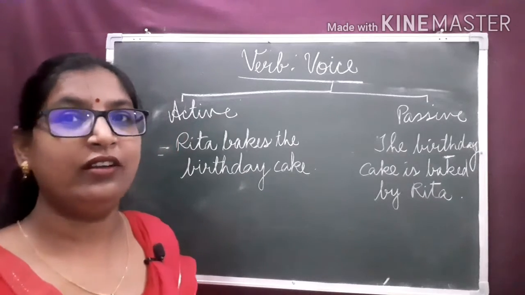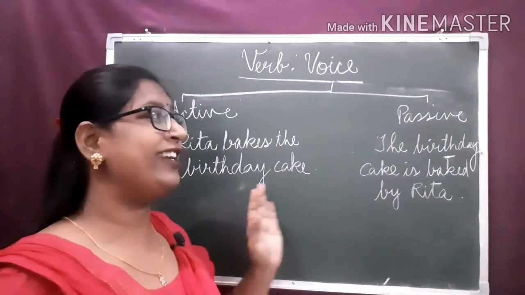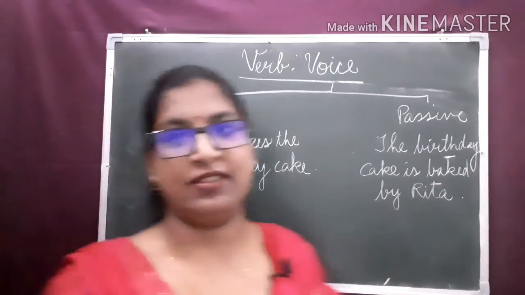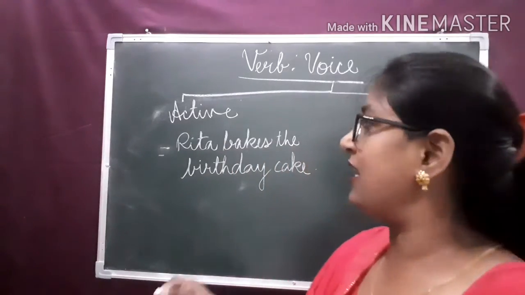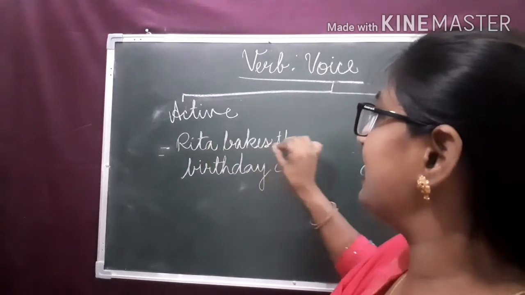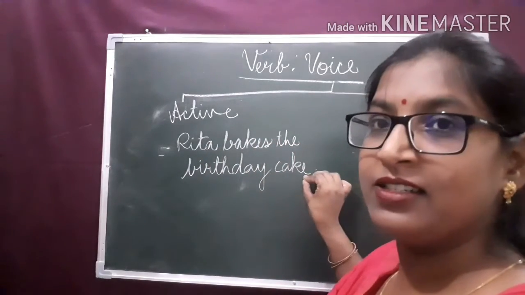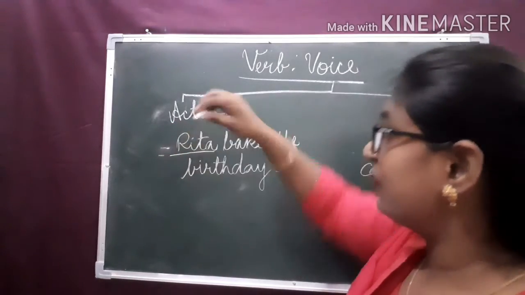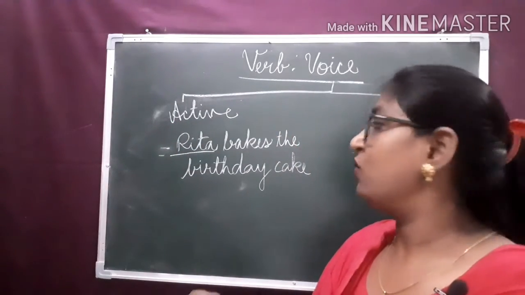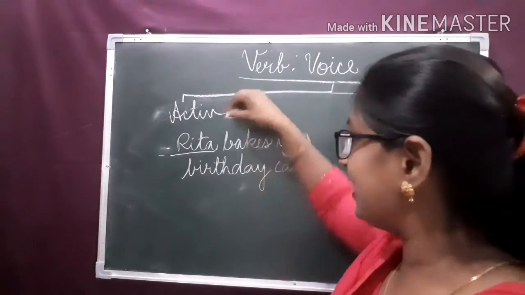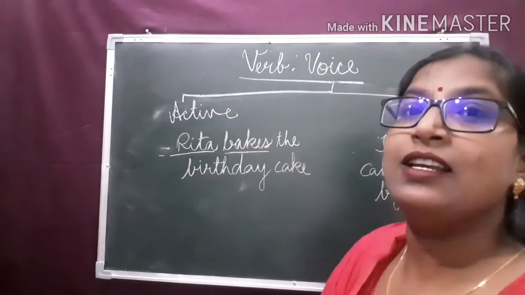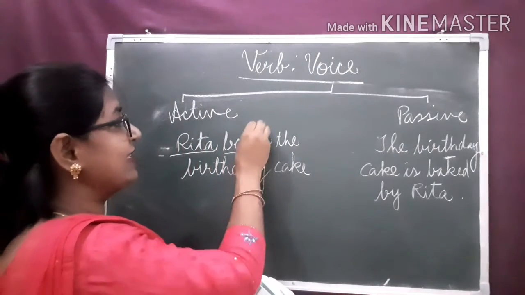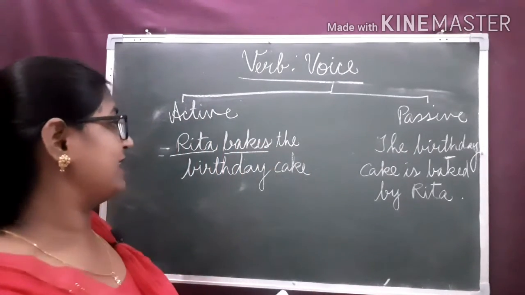Now, dear children, let's see what is active voice and what is passive voice with the help of these examples. Let us see the first example. Rita bakes the birthday cake. What is the subject in this sentence? Rita is the subject. What is the verb? Bakes is the verb and that is in simple present tense.